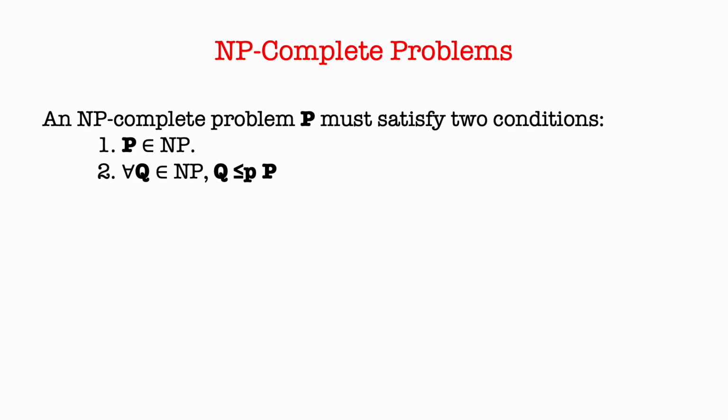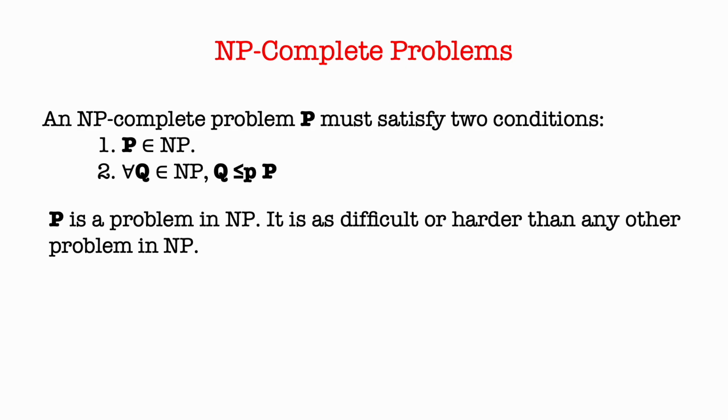An NP-complete problem P must satisfy two conditions. First one is P belongs to NP. This means P is a problem for which a solution can be verified in polynomial time. Second one is every problem Q in NP can be reduced to P in polynomial time. In simpler terms, a problem P is NP-complete if P is a problem in NP and it is as difficult as or harder than any other problem in NP.